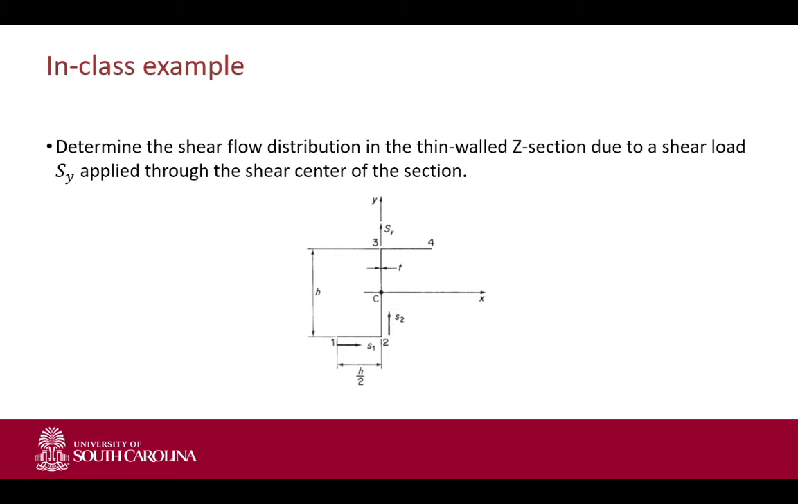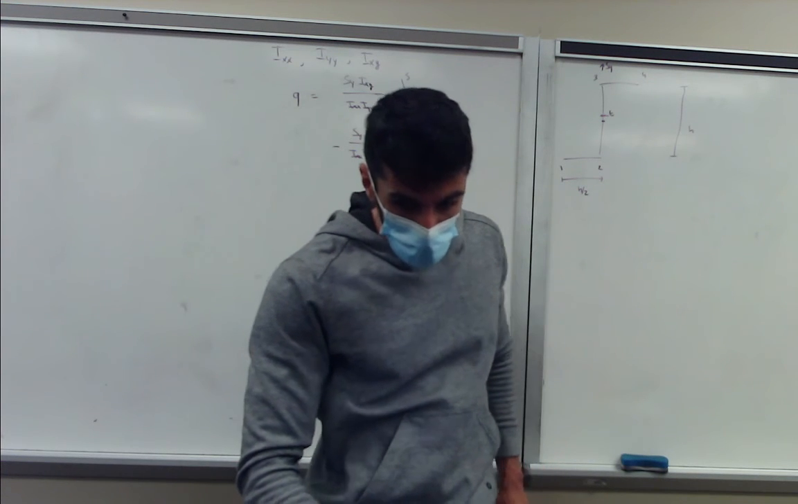So let's draw the figure as well on this side. This is h over 2, with the centroid here, points 1, 2, 3, 4. And we have an SY here, and the thickness is t everywhere. Okay, so this is what we have.